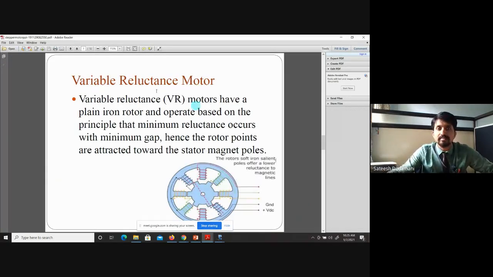Now the variable reluctance stepper motor has a plain iron rotor. Please note this, plain iron rotor, and operates based on the principle that minimum reluctance occurs with minimum gap. Hence the rotor points are attracted towards the stator magnet pole. So it works on attraction. See here, that is the same thing I had drawn earlier. 1, 2, 3, 4, 5, 6, 7, 8 poles are there, stator poles. Earlier I had drawn 6 actually. And here 1, 2, 3, 4, 5, 6 rotor poles are there, and earlier I had drawn 4 pole rotors.